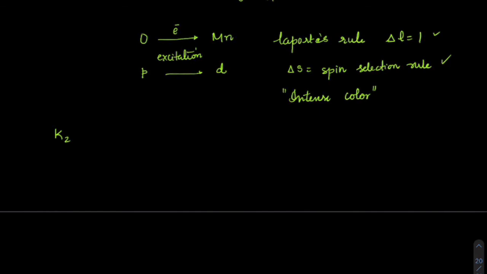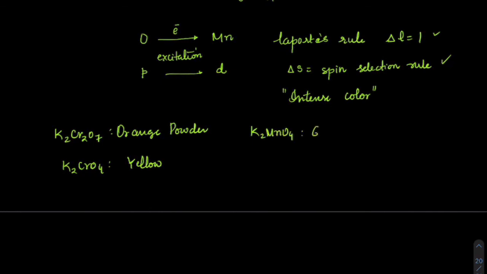Same thing you would see K2Cr2O7. Right? This would be observed as orange. Okay, very bright orange powder. Got it? Same way if you check out K2CrO4, it is a shiny yellow color. Got it? K2MnO4, got it? It is a green color crystal. Got it?